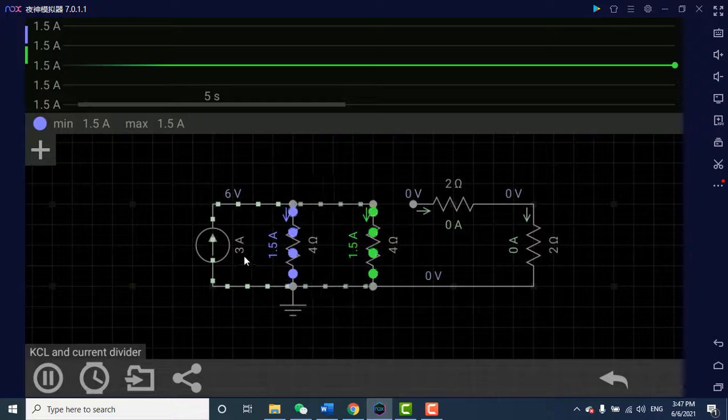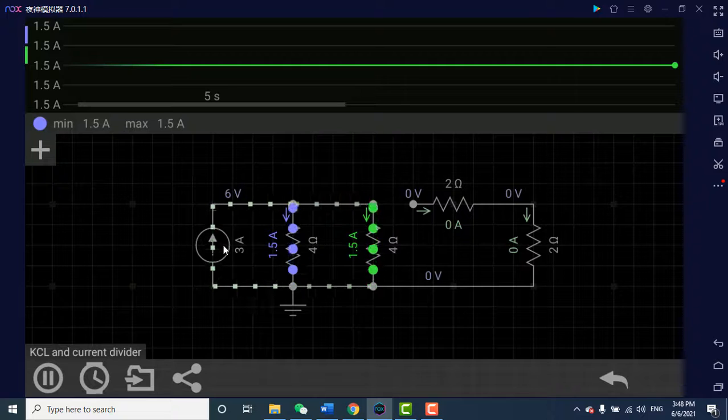So here you can see the total current is 3 amps. 3 amps of current is entering the junction, so it must be 3 amps of current that leaves the junction, because a junction is not going to create any current or absorb any current. So the entering current must be equal to the leaving current.